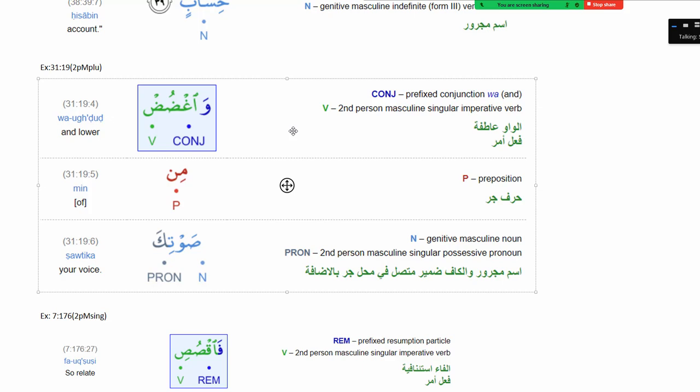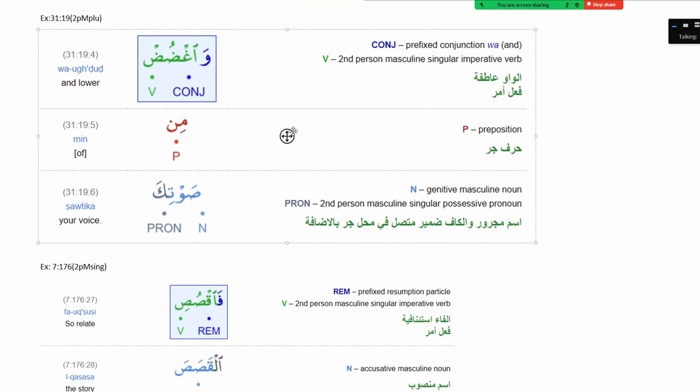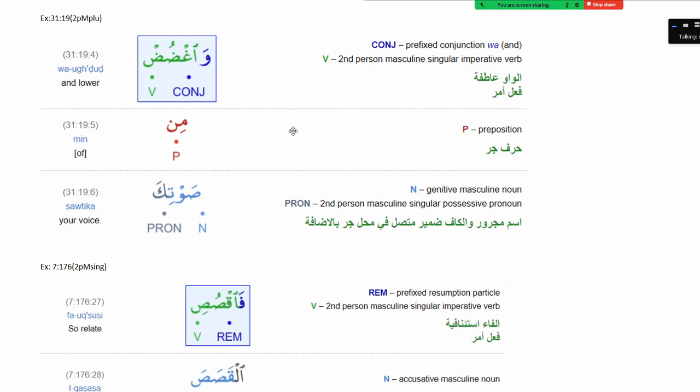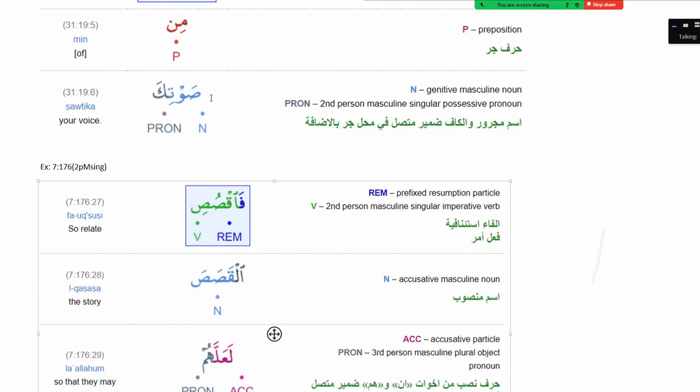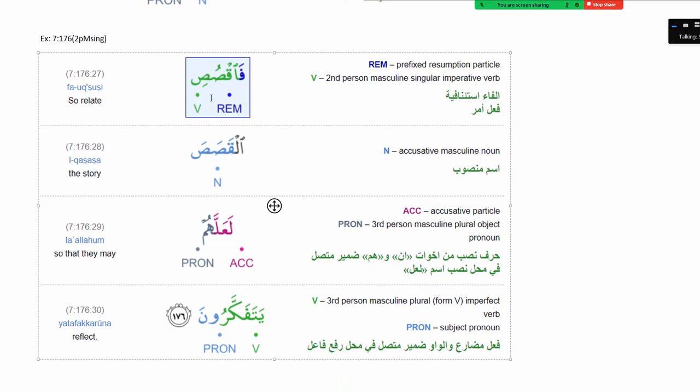Okay, what is the madi and mudhari for this? Very good. Wadda yaghuddu, it's ughdud. Okay, and here waghdud min sawtik, and lower your voice. فاقصص القصص لعلهم يتفكرون. فاقصص, right? So this is قص يقص, اقصص, right? So relate the story so that they may reflect, right? قصص الأنبياء, you know, قصص is to narrate, right? So اقصص is to narrate or relate the story.